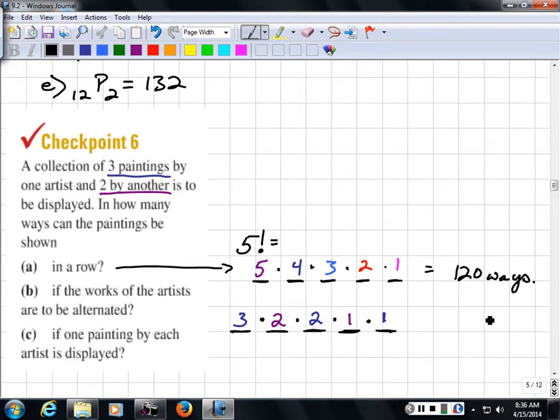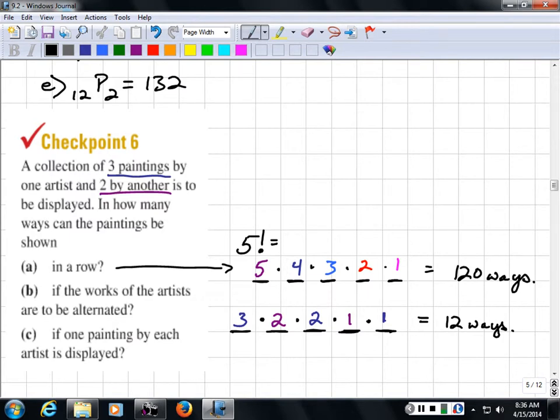And I'm going to get 12. There are only 12 different ways that I could hang those paintings in this order. Notice that being specific in how I'm doing it really reduces the number of ways that you can hang it. And this becomes important in our study of probability.